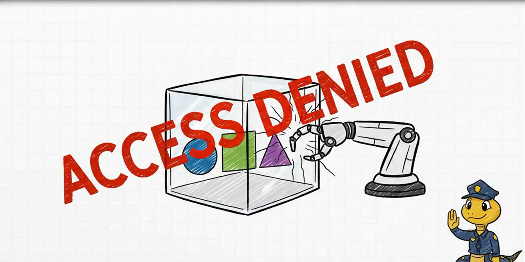But what happens if we try to break that one big rule? Well, here's the proof in the pudding. We make a tuple, and then we try to change the second element to 70. And boom, Python stops us dead in our tracks with a type error. The message couldn't be clearer. Tuple object does not support item assignment. That right there is immutability in action.